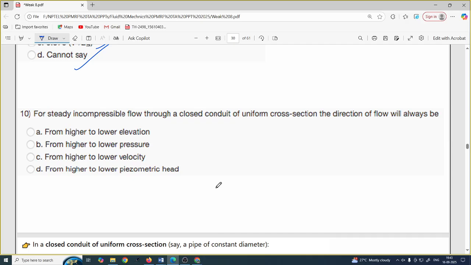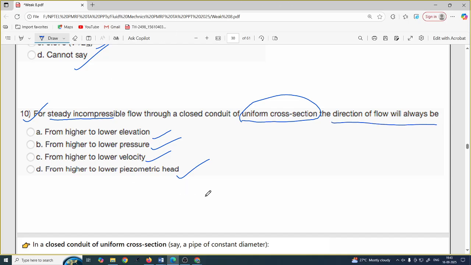The next question. For steady incompressible flow through a closed conduit of uniform cross section, the direction of the flow will be always: from higher to lower elevation, from higher to lower pressure, from higher to lower velocity, or from higher to lower piezometric head. Remember, for a steady incompressible flow through a closed conduit of uniform cross section, this is very important, the direction of flow will be always, which option will be correct?